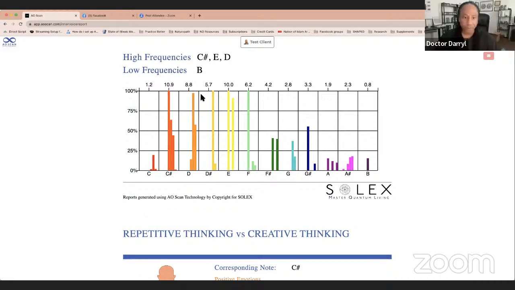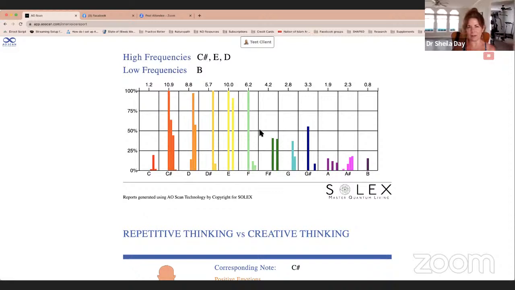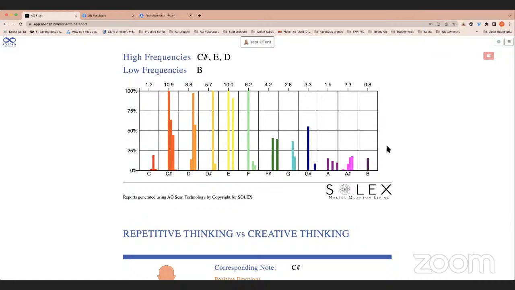Yeah. If you look at the numbers on the top, even though the bars are all up there, the numbers are different. So it really does match. C sharp is the highest, E is the second highest, D is the third highest, and B is the lowest when you look at the numbers. Oh, the numbers here. Yeah.